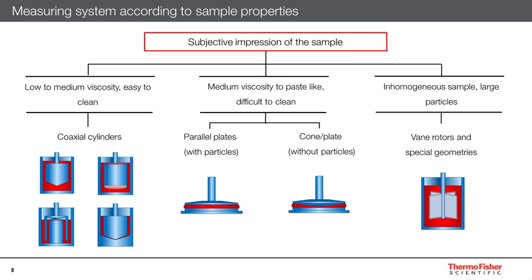This slide gives some first guidance for identifying the best measuring geometry depending on the sample properties. Low to medium viscous materials that flow easily and are also easy to clean can be measured with coaxial cylinder type geometries. More paste-like samples with a higher viscosity and a higher yield stress can be tested with cone and plate geometries if they don't contain any or only very small dispersed particles. If the particle size exceeds a certain limit, parallel plate systems should be used. For inhomogeneous samples that contain very large particles, using Vane-type rotors might be the best and sometimes the only option. However, since the flow field around a vane is not uniform, these types of setups only deliver relative and not absolute viscosity data.